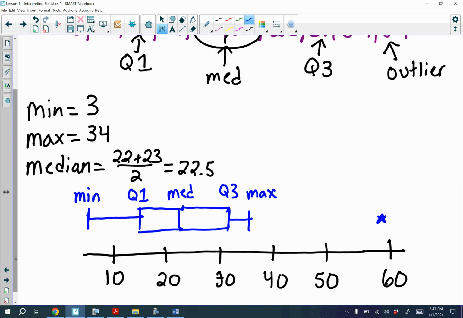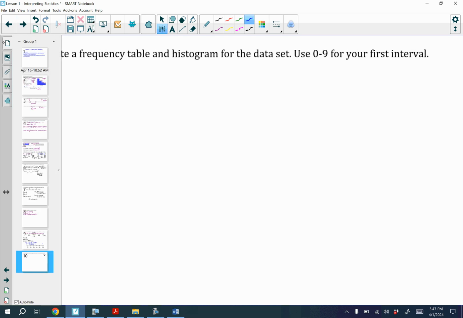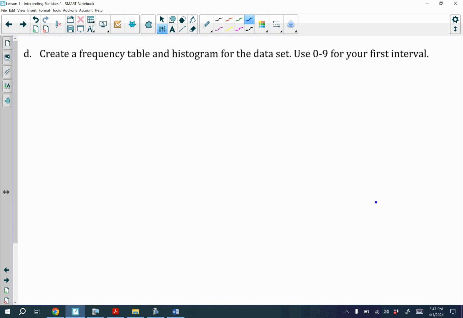Okay, now let's go ahead and do our last example, D. So we're going to create a frequency table and histogram for the data set. Use 0 to 9 for your first interval. Now, we've already seen what a histogram is. That was actually the very beginning, this part. Now, let's talk about what a frequency table is. That can help you to create a histogram.